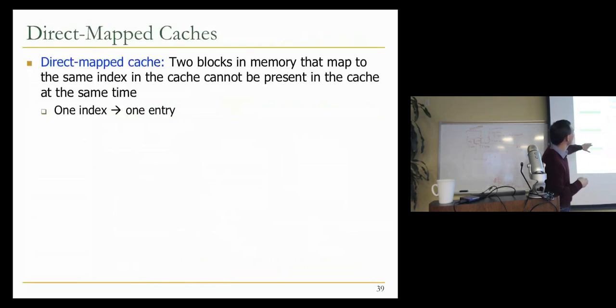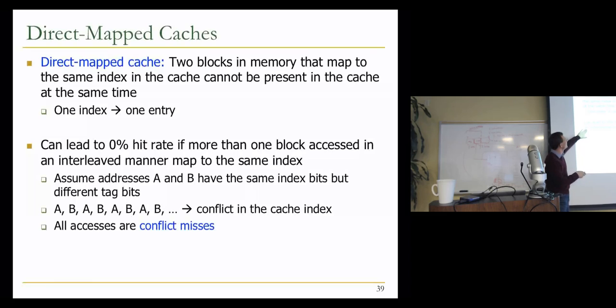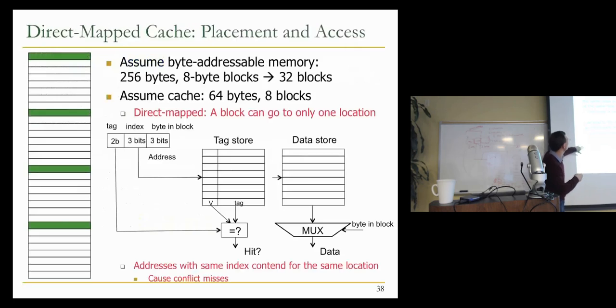So to eliminate this, we make the cache more flexible. Let me cover this; we already talked about it, right? Two blocks in memory that map to the same index in the cache cannot be present in the cache at the same time. One index stores one entry. That's the problem. This can lead to a 0% hit rate if more than one block is accessed in an interleaved manner and mapped to the same index. This is basically what I showed you over here. You can generalize to addresses A and B that have the same index bits but different tag bits. In fact, blocks 0 and 8 over here have index bits 0, 0, 0, but different tag bits.